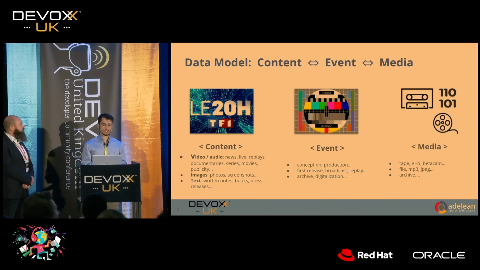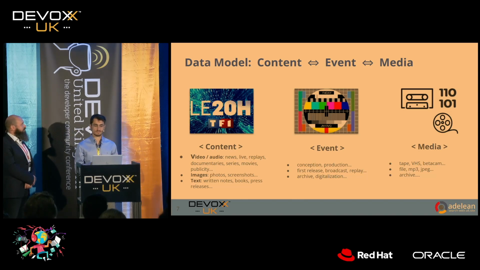To give you an example, here we have the TV news at night. The content is essentially the TV news. But the TV news can be broadcast multiple times. We have the TV news in the morning, in the afternoon, in the evening, the day after, the day before. So we have different events associated to the same content, essentially.